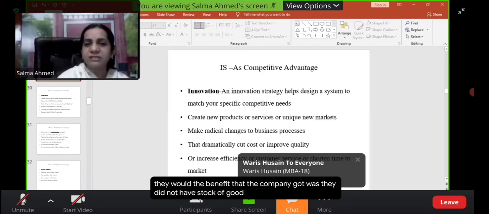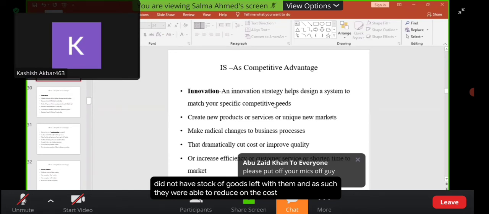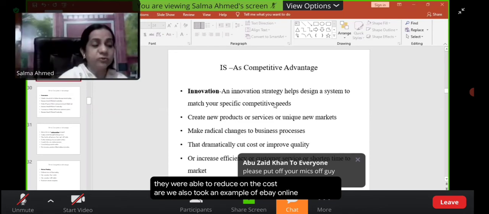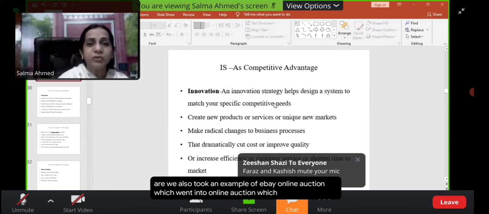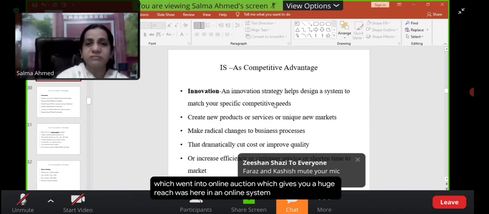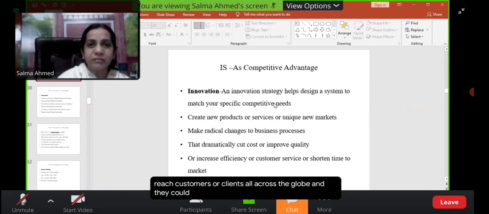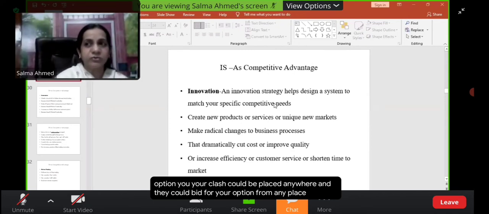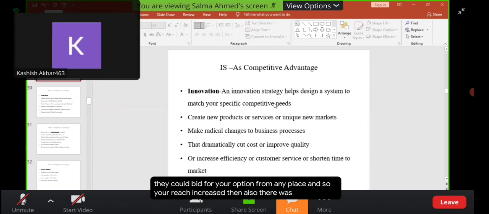We also took the example of eBay online auction, which gives you huge reach, because you're in an online system. You are able to reach customers or clients all across the globe. It's an anytime, anywhere auction. Your client could be placed anywhere, and they could bid for your auction from any place, and so your reach increased. Then also there was no need of physically moving the item which is placed on auction. You don't have to take it to the place of auction.